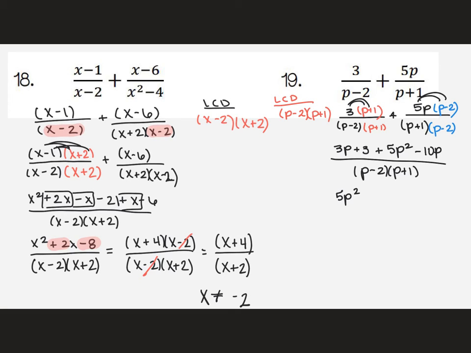If I rewrite and combine like terms, I have 5p squared minus 7p plus 3 all over p minus 2 times p plus 1. Checking to see if the numerator can factor, I would need factors of 3 that add to be negative 7, and none of those factors will work, so this can't be factored. And so finally, the denominator, my restrictions would be that p cannot equal 2 and p cannot equal -1.